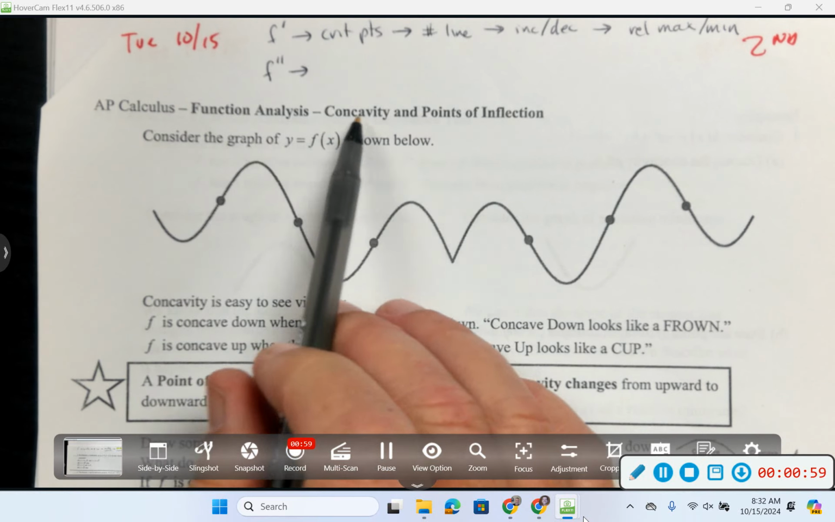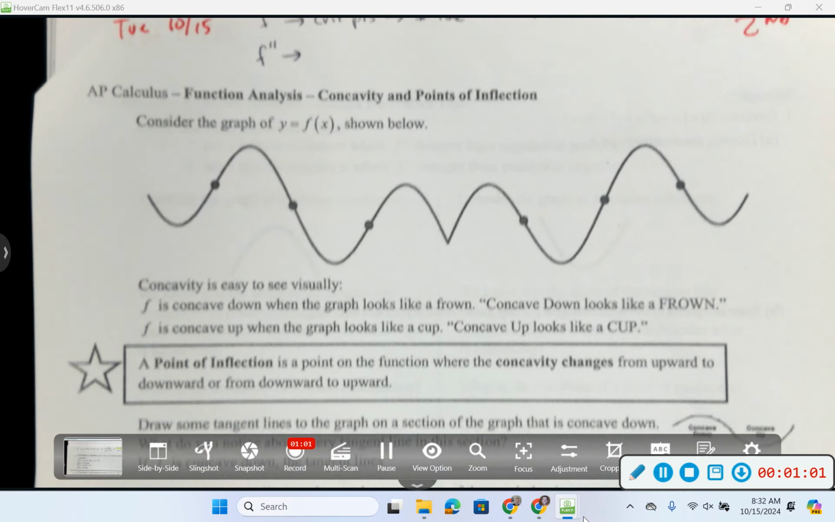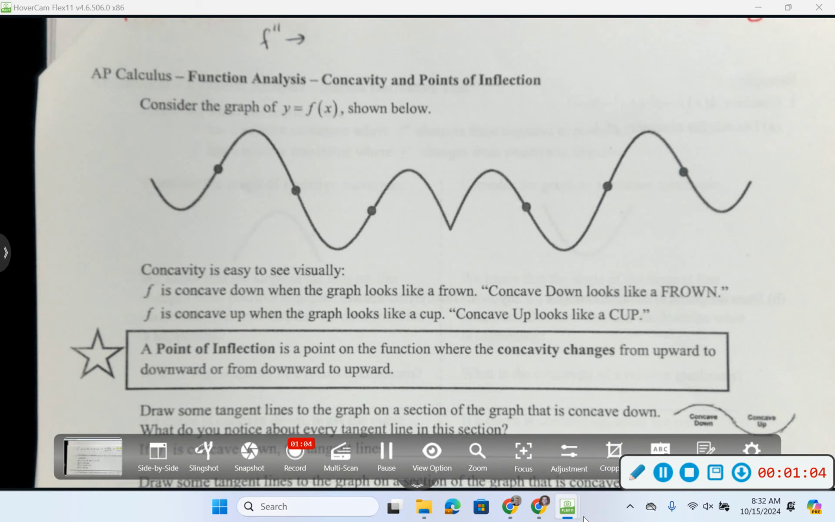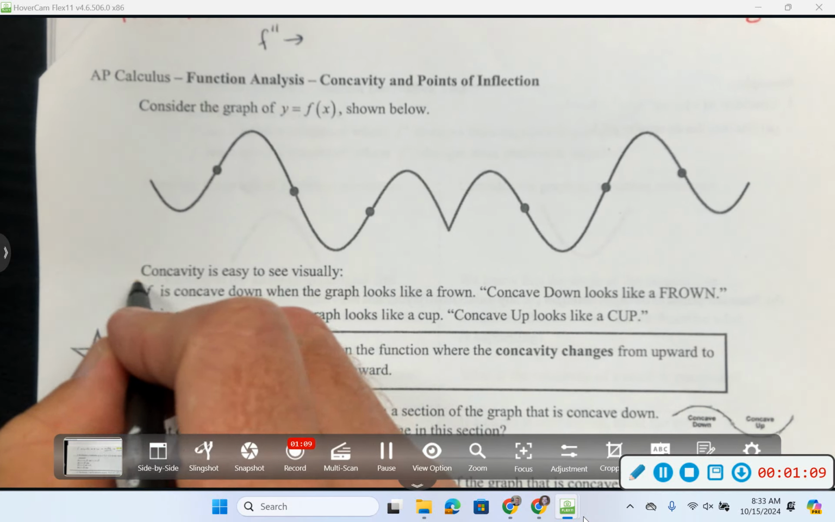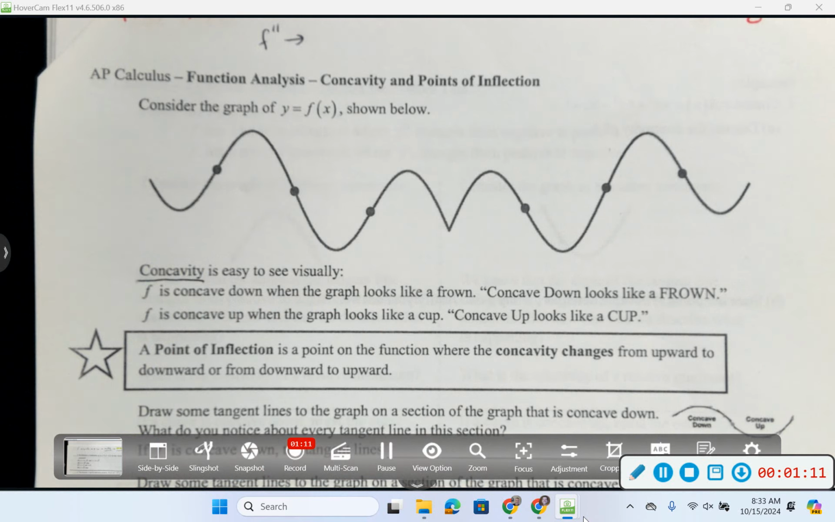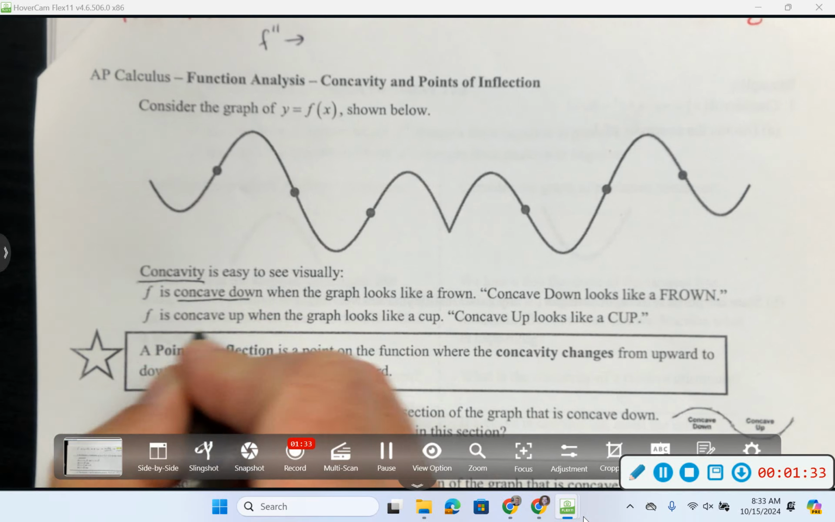Function analysis, concavity, and points of inflection. Consider the graph shown below. It's the same graph we've been working with this entire unit. Concavity, you're familiar with concave, convex, like from physics, concave lenses, concave mirrors, convex. We don't do any of that. If you had physics, it ought to sound familiar. Concave, convex. You've at least got that much. We don't worry about convex. We'll only talk about concave down versus concave up.